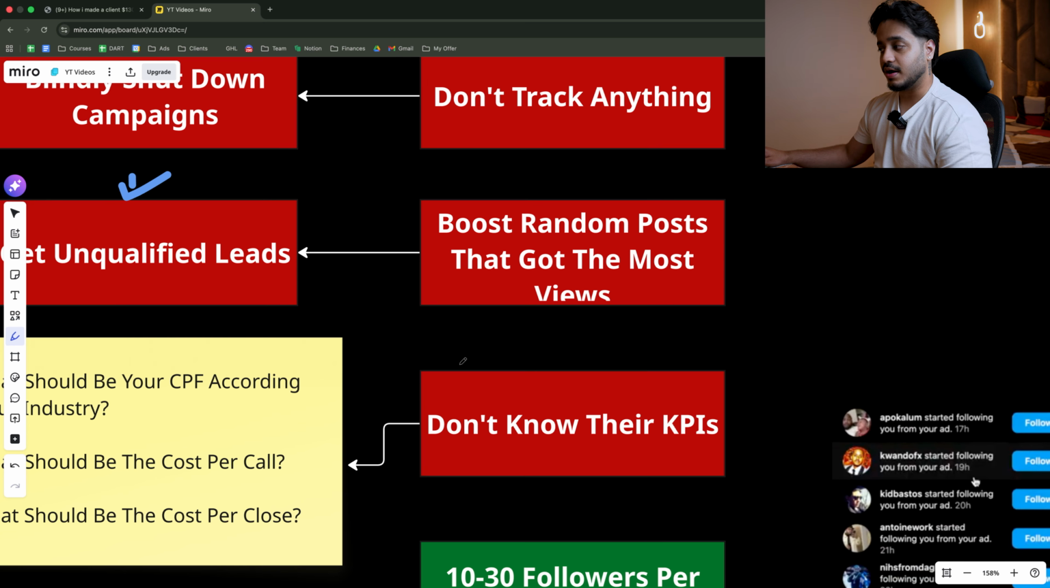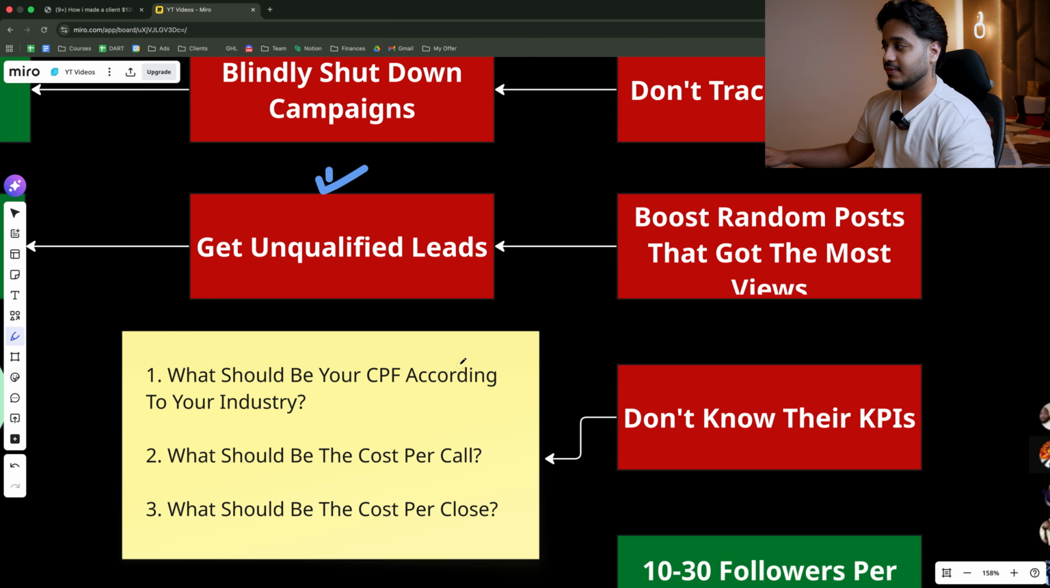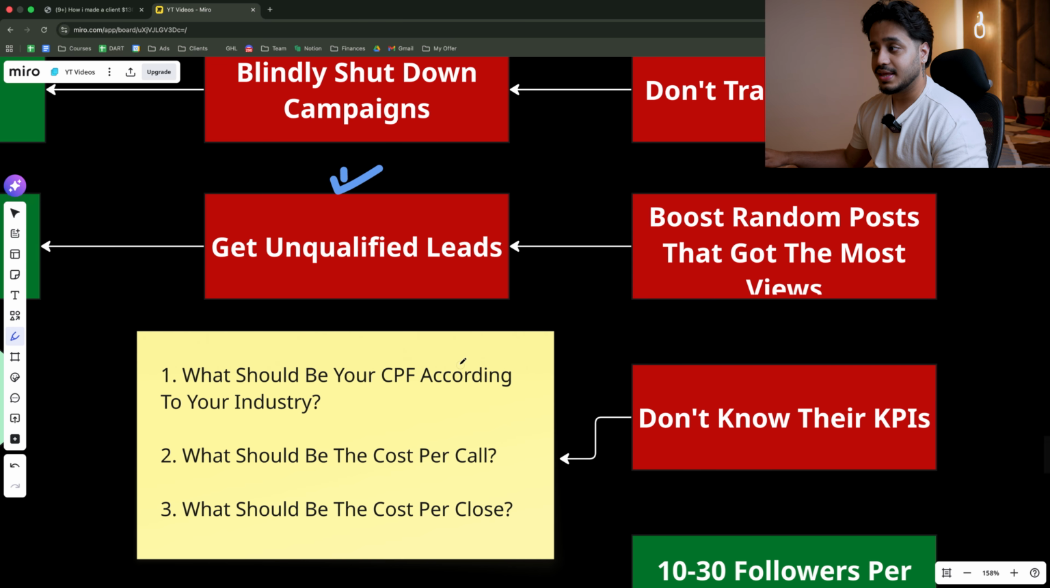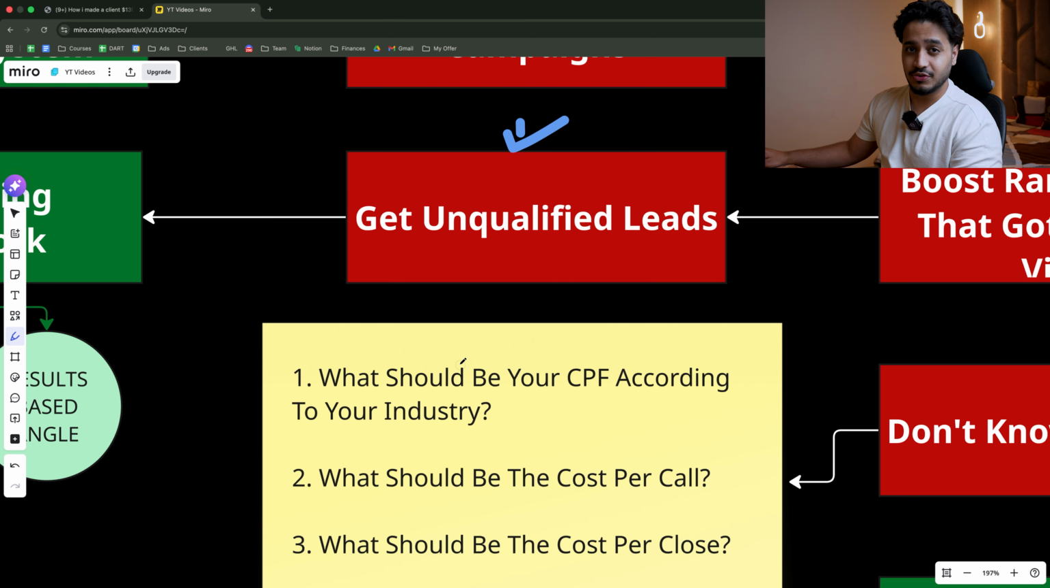Now, another mistake I see people make is they don't know their KPIs, okay? And for those of you who don't know the meaning of KPIs, it's key performance indicators. But yeah, you should know every single KPI in your industry, especially when you're running ads, right?